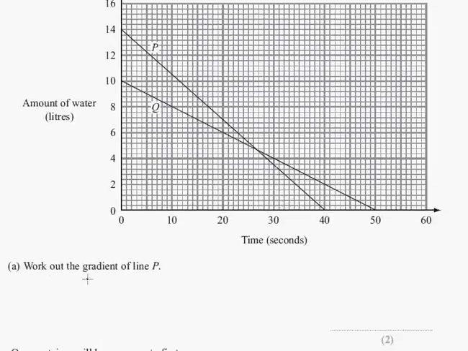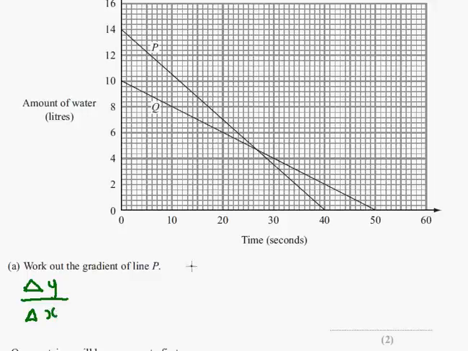Now A says, work out the gradient of line P. Now first thing is, you need to figure out which line is P. Don't measure the gradient of the wrong line, okay, which is quite a common mistake. So the gradient is the steepness. Now first clue is that you can see it's a negative gradient, okay, so your number should be a minus number. So the formula is change in y over change in x.